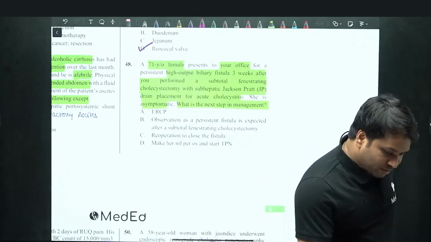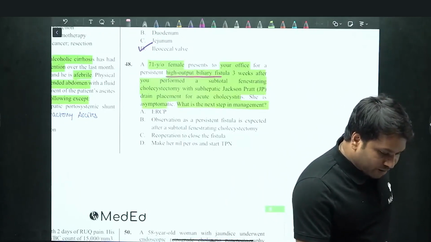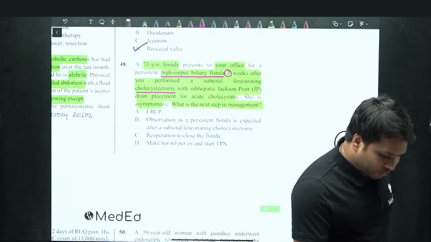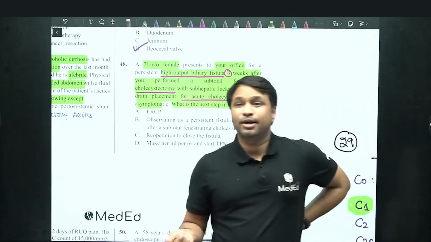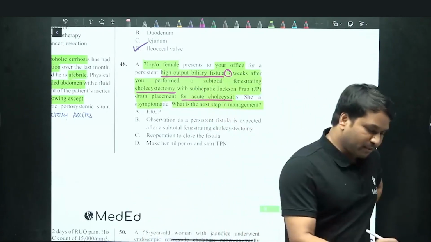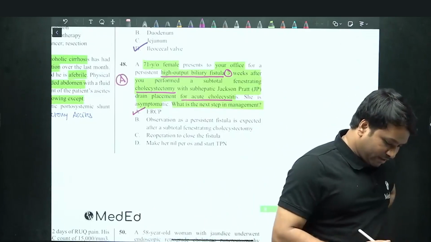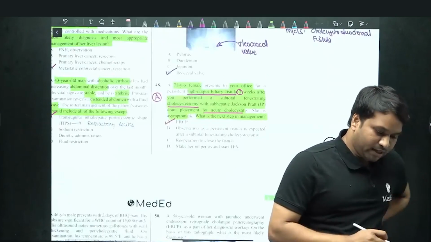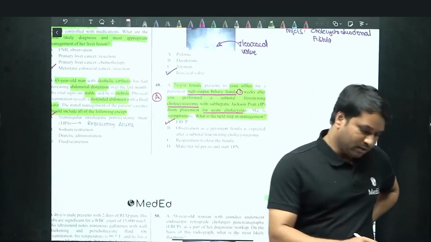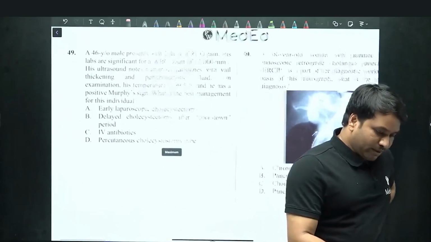So you have a patient with a high output biliary fistula 3 weeks after a subtotal cholecystectomy, with a subhepatic Jackson-Pratt placed for acute cholecystitis. Now she is asymptomatic. What is the next step in the management? Localize the site, and that can be done with the help of ERCP. So the answer here is going to be A for Ahmedabad, that is ERCP. Clear? Chalo.